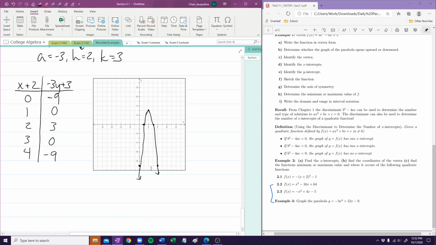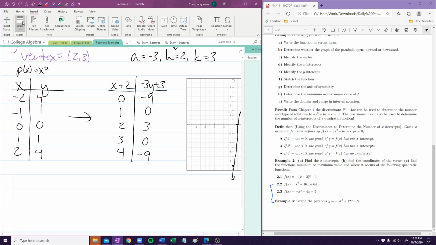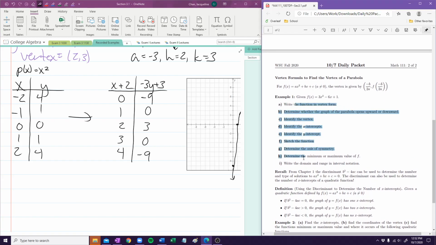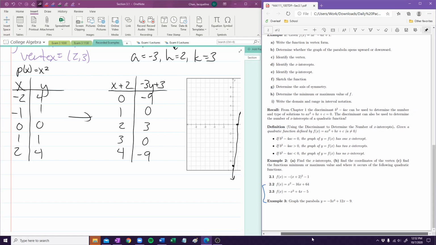So yeah, this is how you graph the parabola. Another way, I won't go over it, is kind of using what we did here. So determining whether the parabola opens upward or downward. Okay, since a was negative 3, it's negative, so it goes downward. Identify the vertex, and then you can find the x and y intercepts. Okay, and then you can use that to sketch the function.